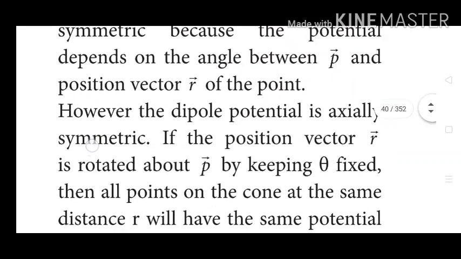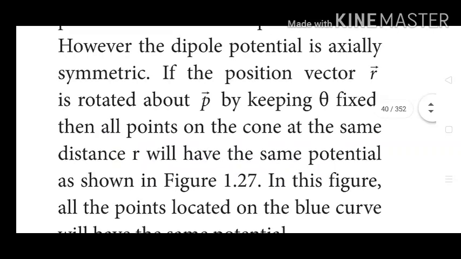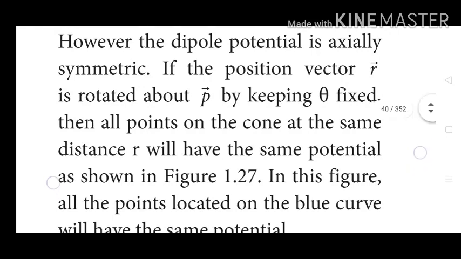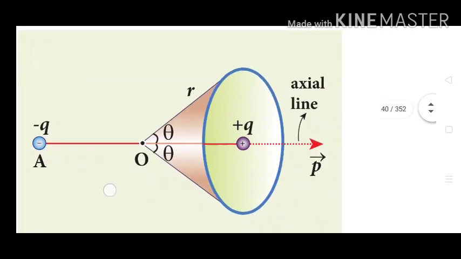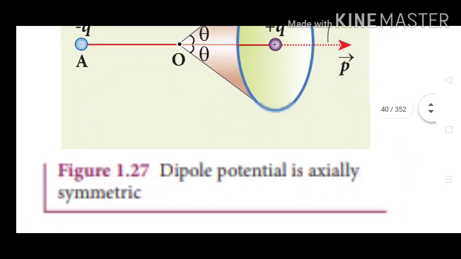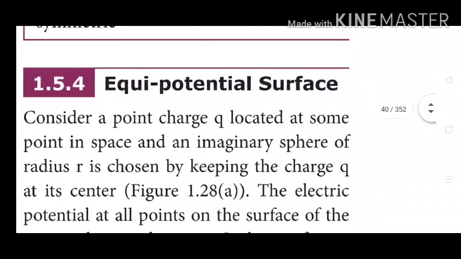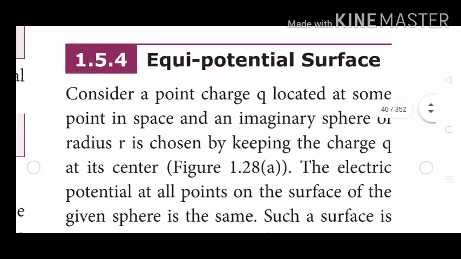If the position vector r is rotated about the P vector by keeping theta fixed, then all points on the cone at the same distance r will have the same potential, which is shown in the diagram. All the points located on the blue curve will have the same potential. Students, see the diagram. The blue curve, on which all the points have the same potential. The dipole potential is axially symmetric.